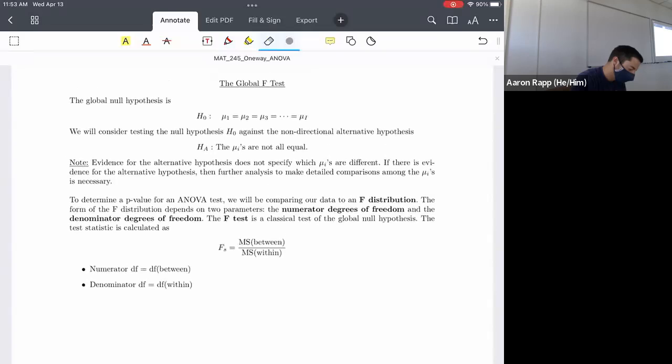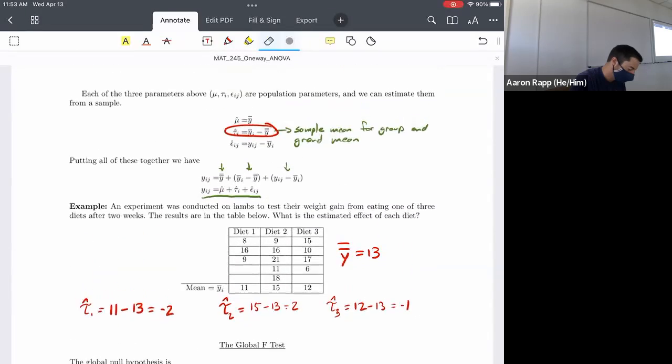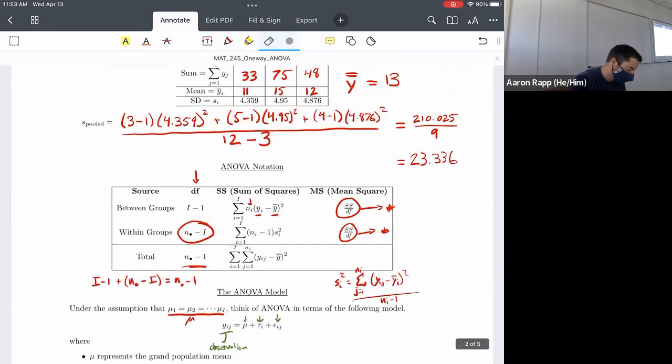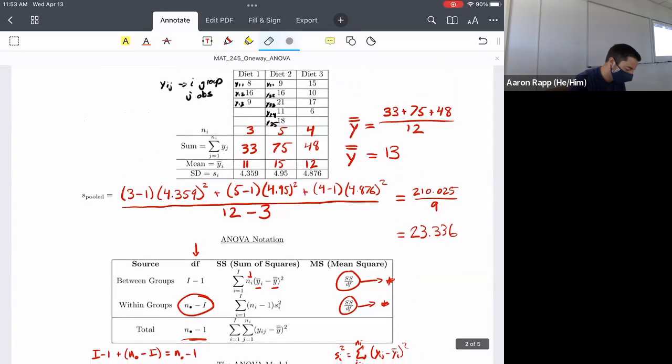Can we scroll back up to, I guess, the S pool, the number you ended up getting, 20, 23.